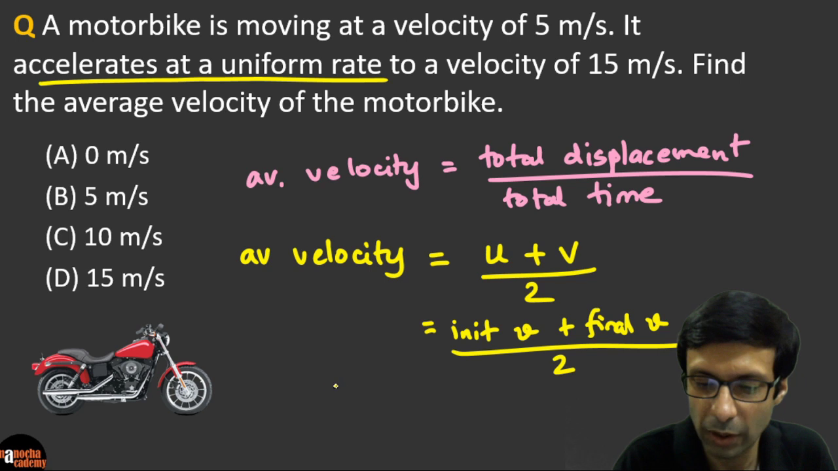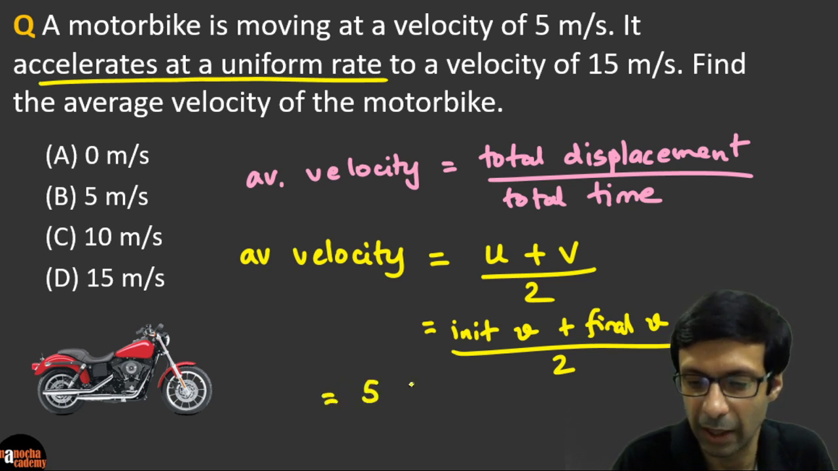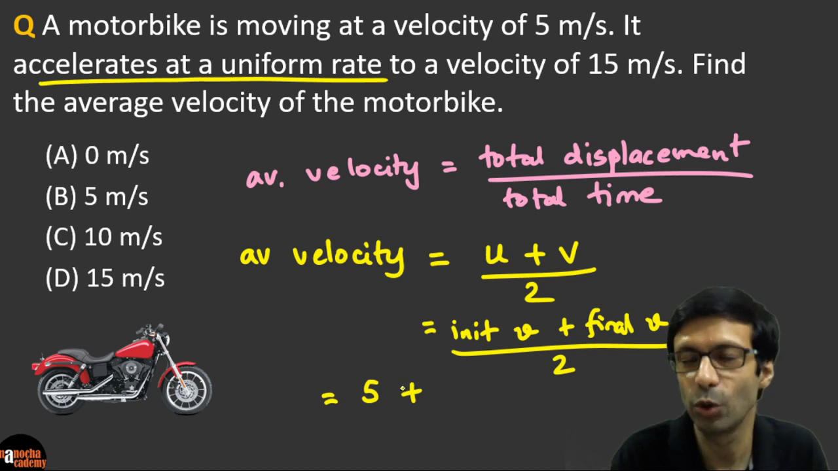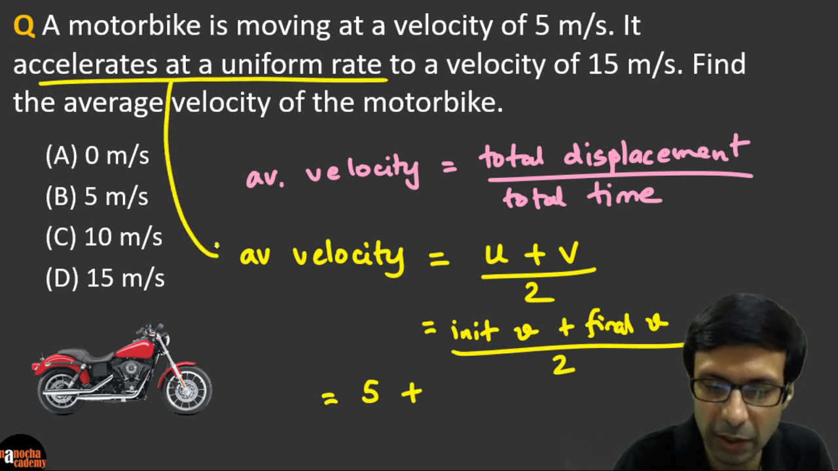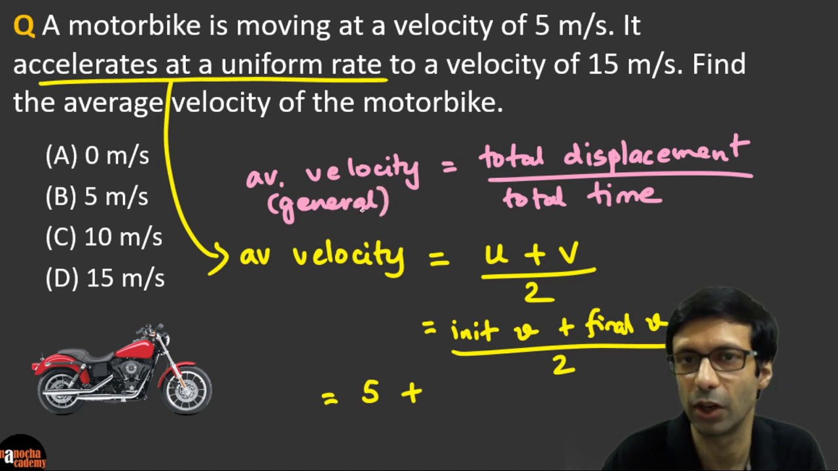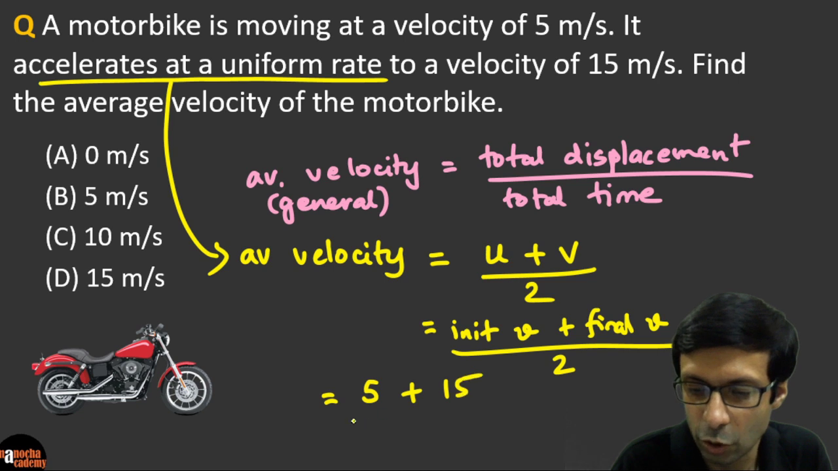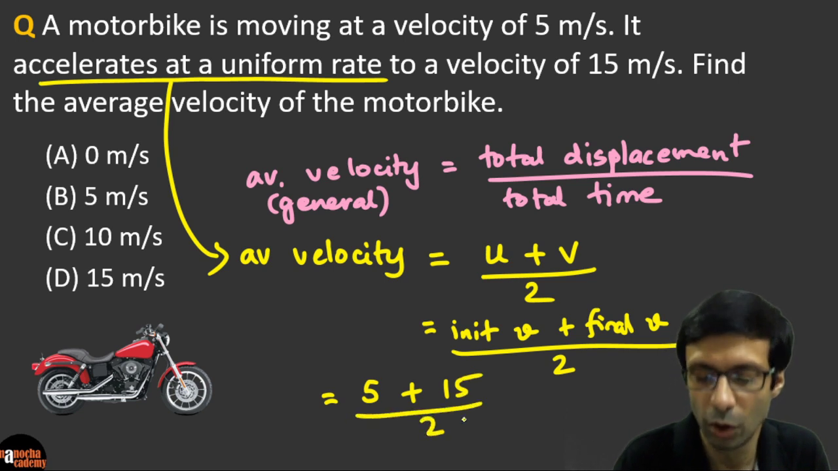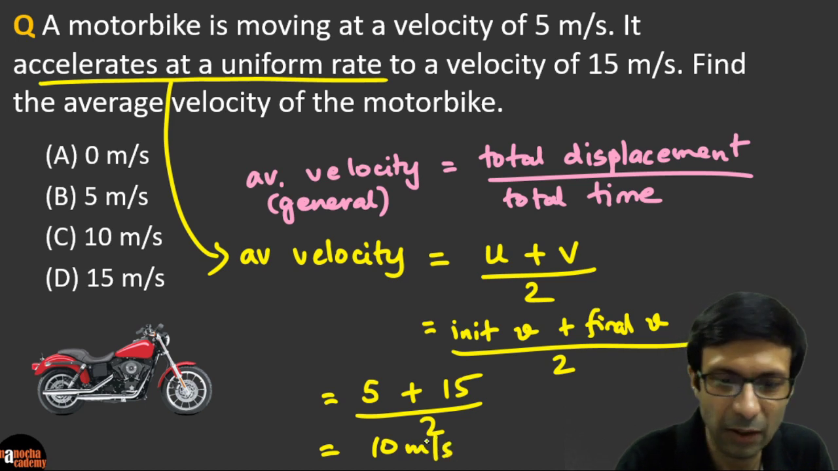Now if you work out the numbers, it's pretty simple, right? The initial velocity is given as 5 meters per second and the bike is accelerating at a uniform rate, so we can apply this formula. You can apply this special formula only under this condition, but you can always use the general formula without any condition. Here the condition is satisfied, so we can use it: 5 plus 15 by 2. So it's going to be 20 by 2, 10 meter per second, right? So guys, did you get the right answer here?